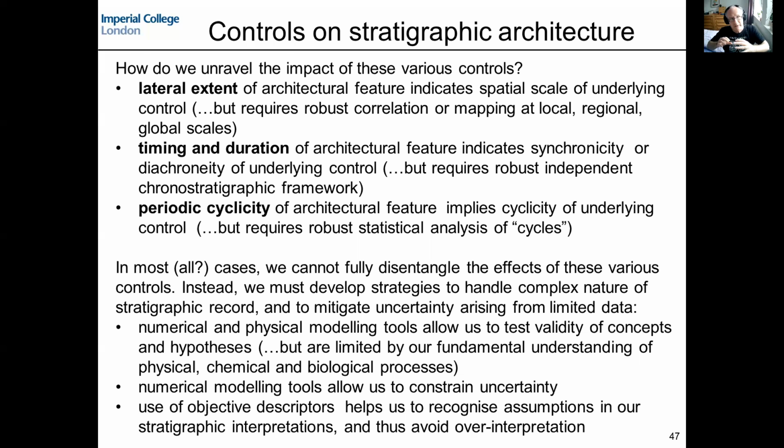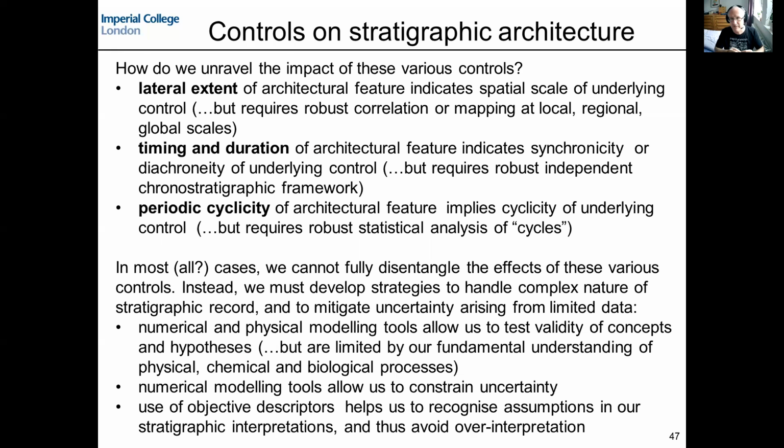And the extent to which we can trace things out tells us, if we can only trace things out locally, that implies maybe there's just a local control. If we can trace them out over a whole basin, that implies we need to think of a control which operates on the scale of the whole basin. We can also think about the timing and duration of these different features.